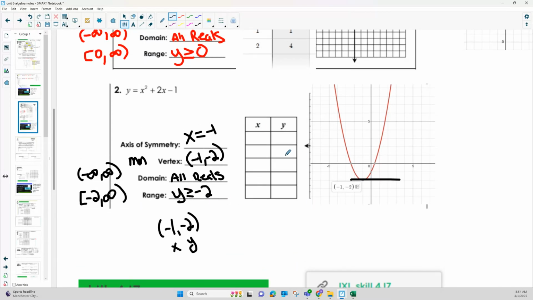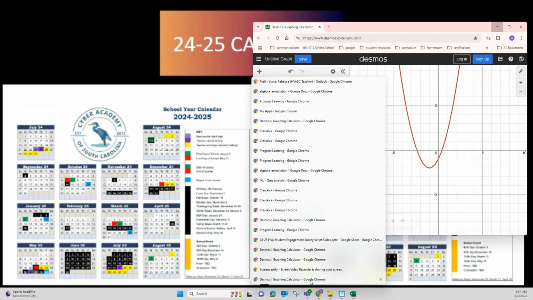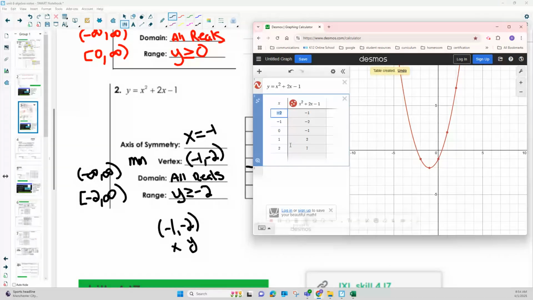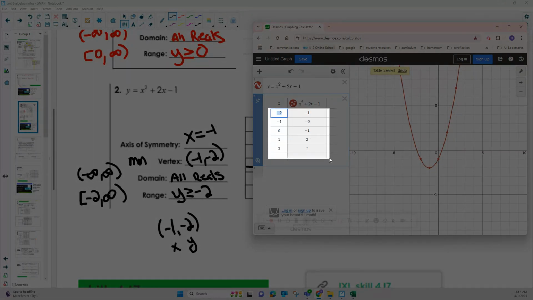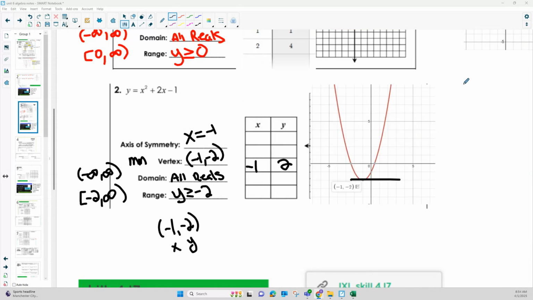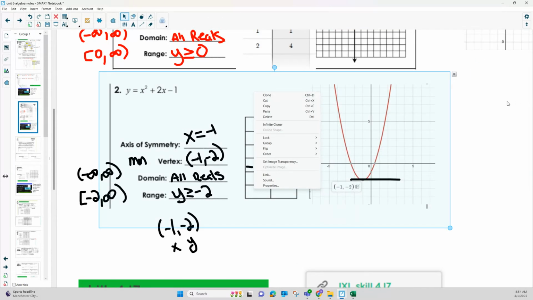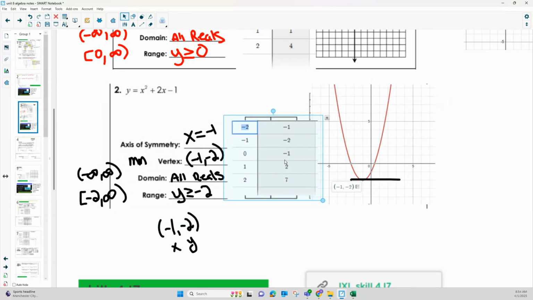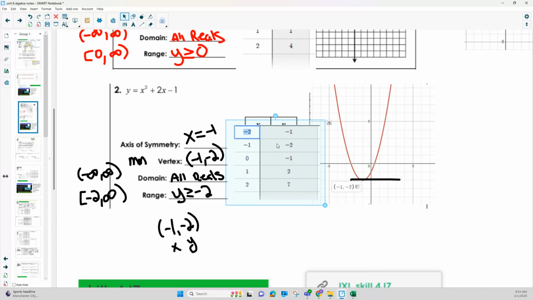Let's fill in the table of values. So we already know that the vertex is -1, -2. I'm going to put that in the middle of my graph. Let's go to the gear. Let's get some more values. So we've also got, let's just take a screenshot. All right, so we got -1, -2 right here.